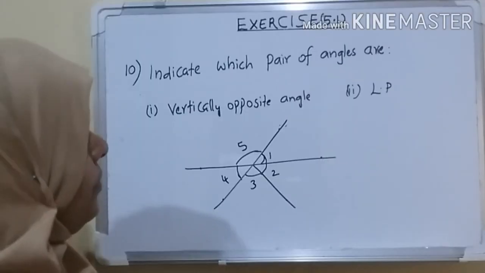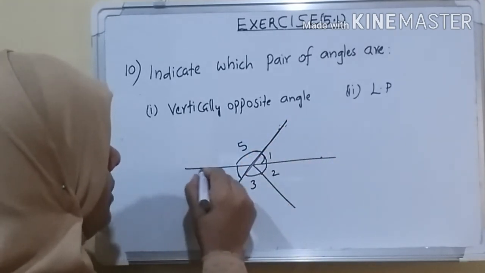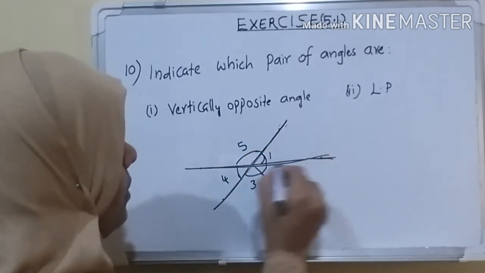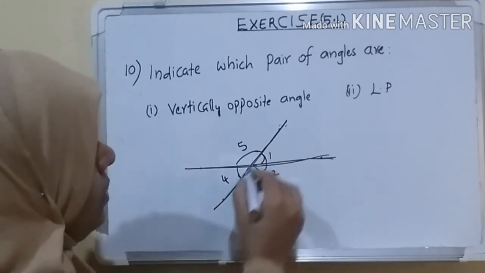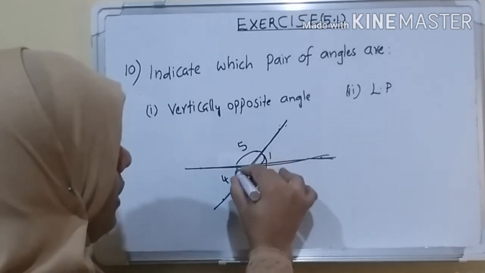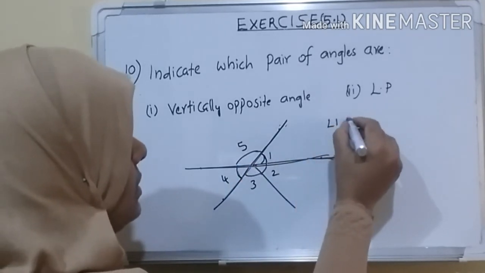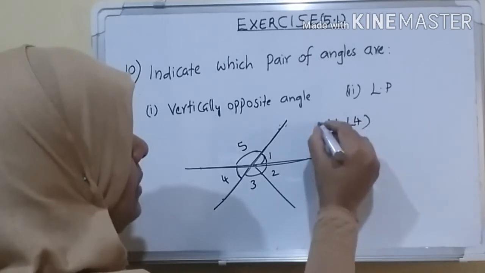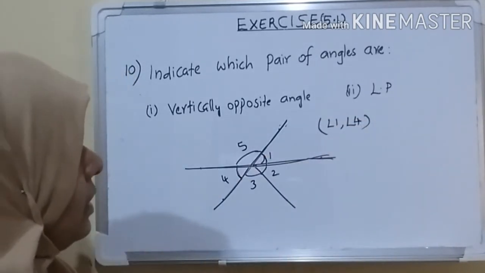Okay. Here this line and this line intersect at this point, right? So here will form angle 1 and angle 4, which are opposite angles. So they are the vertically opposite angles. Angle 1 and angle 4 are vertically opposite angles.